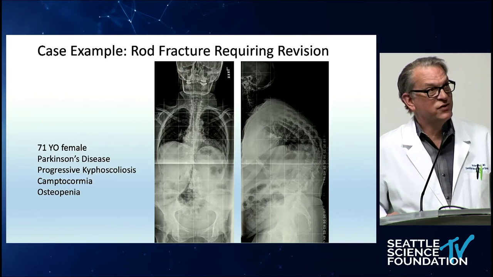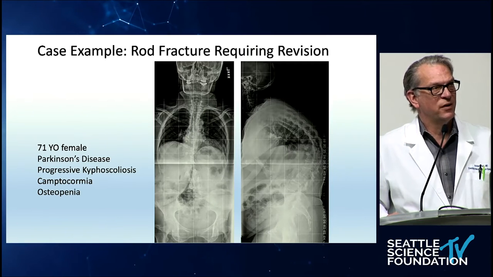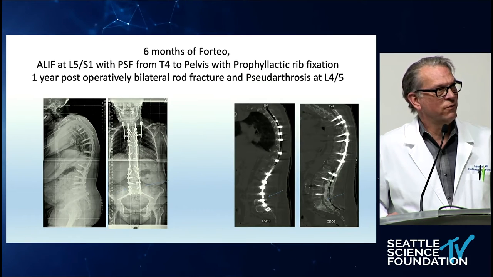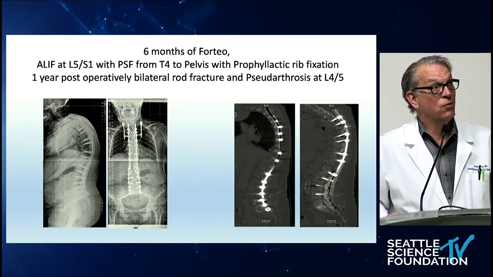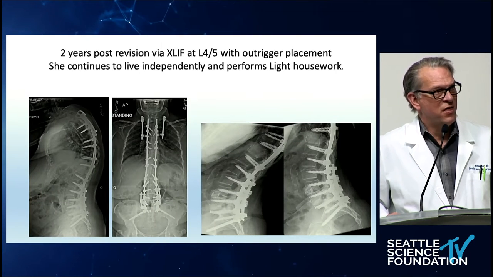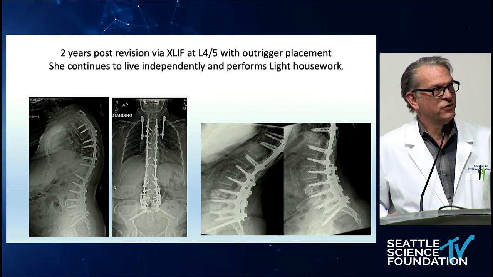Here's a case example out of my own practice, a woman I operated on many years ago with Parkinson's disease and camptocormia, and we did an upper thoracic to pelvis construct. She was doing very nicely until about 1 year when she developed a rod fracture at the bottom, and we had to take her back and revise that with an anterior to psoas approach at 4-5, and then the domino rods behind.